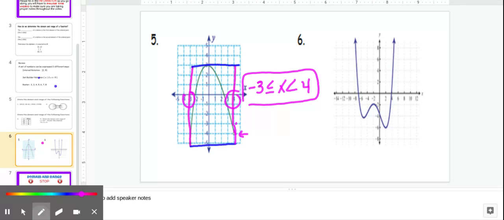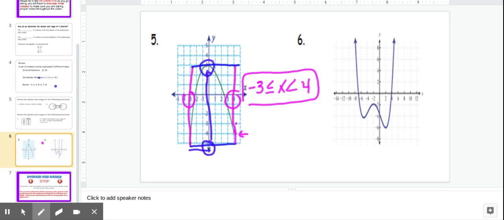Now my range. I'm going to go from this number down here all the way up to that number up here. So my range is going to be -5, and those are all including, so I'm going to use my equal to signs, all the way up to 3.